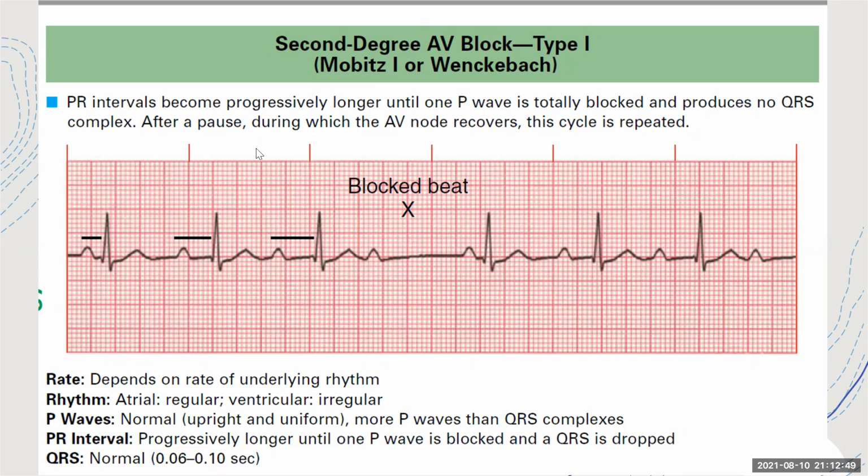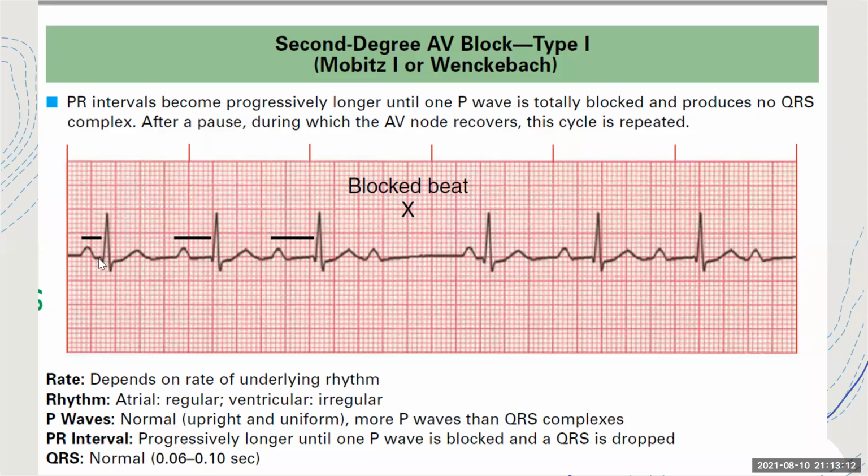In second degree type 1, if you could appreciate this, the RR interval is changed. If you could just see here, this one is okay, this one is okay, but here there is a missed beat. And why is the missed beat here? Because there is a pattern, a pattern of PR interval getting progressively longer until one P wave is blocked.